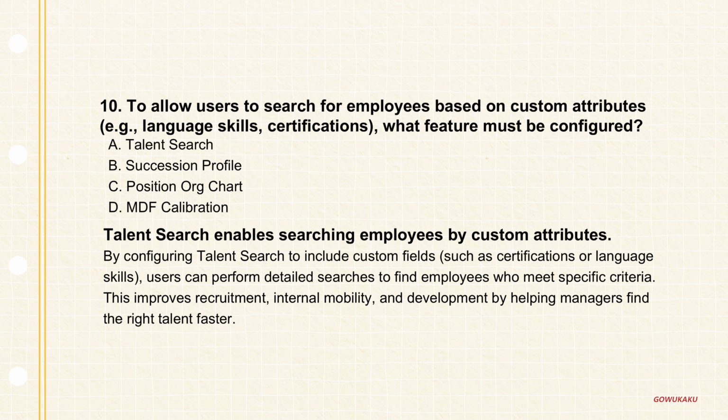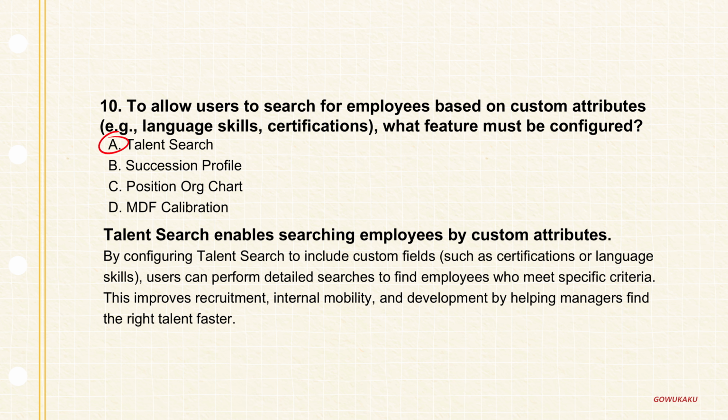Okay, finally, let's talk about finding the right talent within these pretty sophisticated systems. How do you actually search efficiently? This is where talent search becomes really indispensable. Our source details that this feature, it needs to be configured properly, but then it lets you search for employees based on custom attributes. Things like specific language skills, maybe professional certifications, even particular project experience someone might have. This allows for incredibly precise candidate identification, whether it's for a specific open role or maybe a targeted development program.